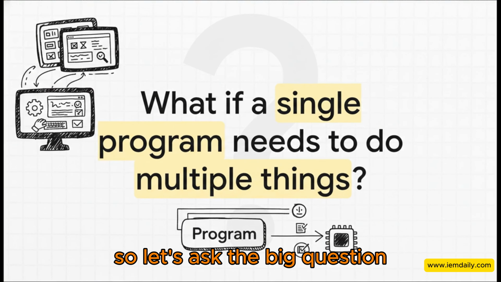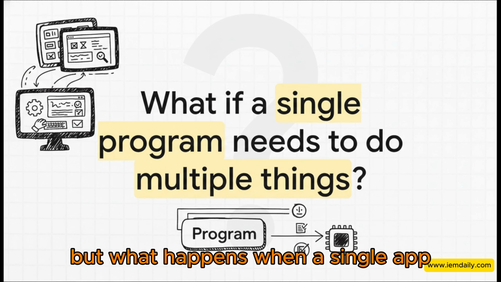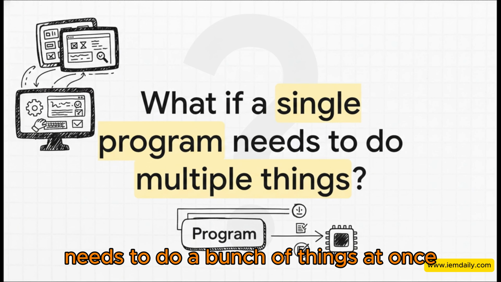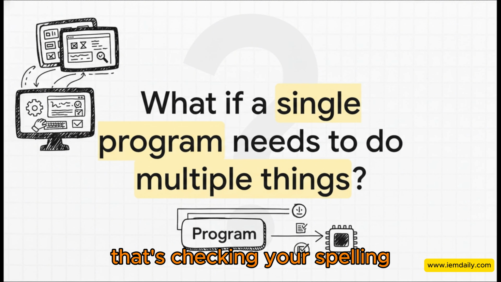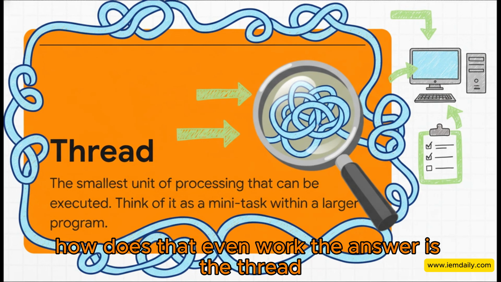So let's ask the big question. Multitasking is awesome for handling different apps, but what happens when a single app needs to do a bunch of things at once? Like a text editor that's checking your spelling while you're still typing. How does that even work? The answer is the thread.